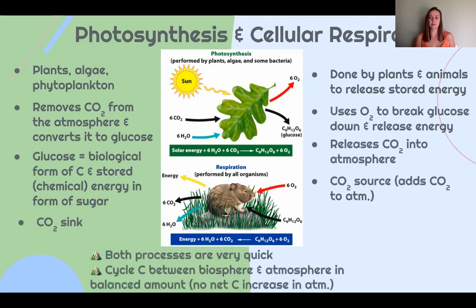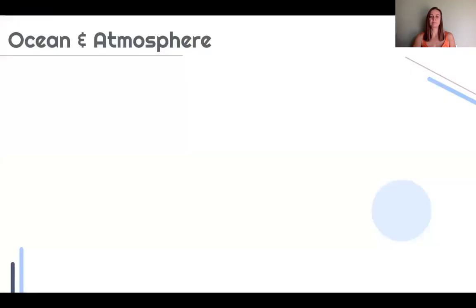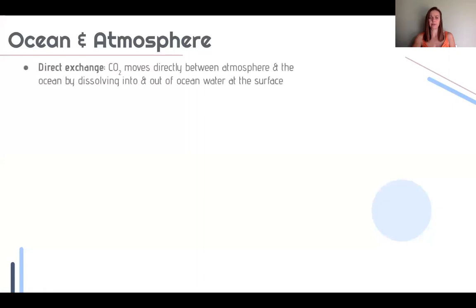Both of these processes are very quick. They cycle carbon between the biosphere and the atmosphere. There's no net carbon increase in the atmosphere. And in fact, there is generally a net decrease in carbon in the atmosphere. Okay, let's talk about the ocean.